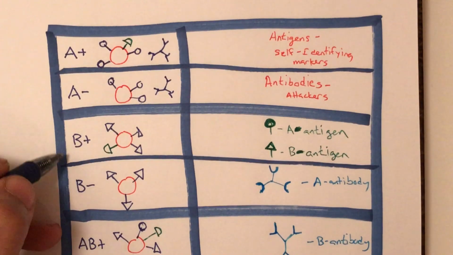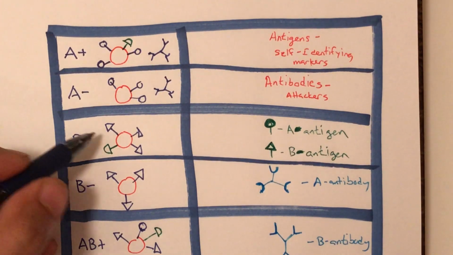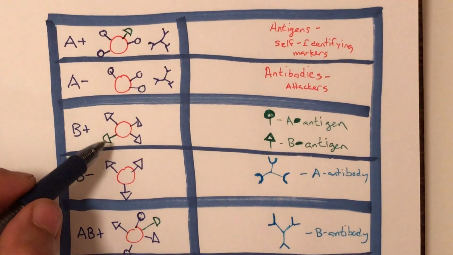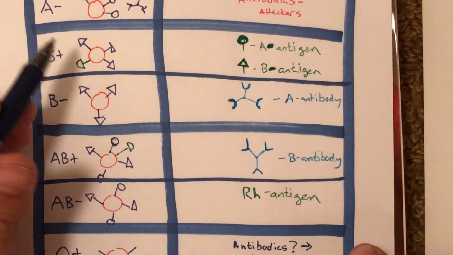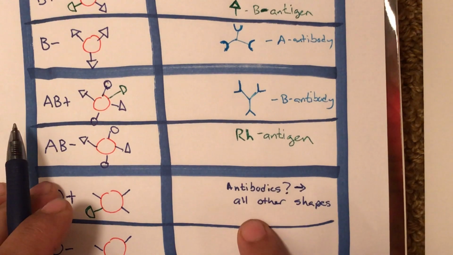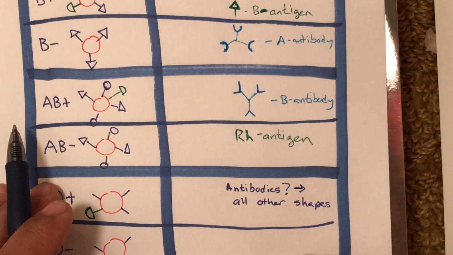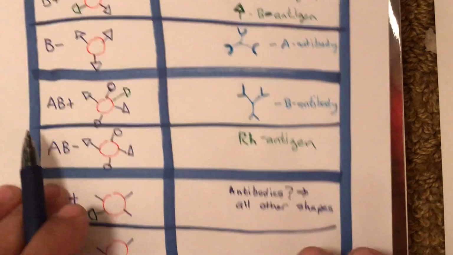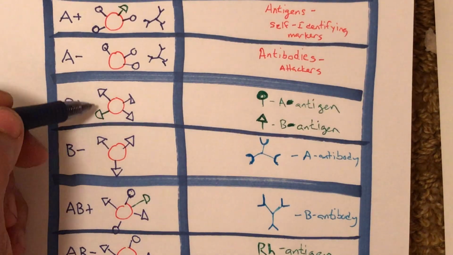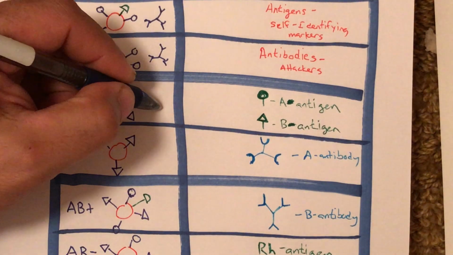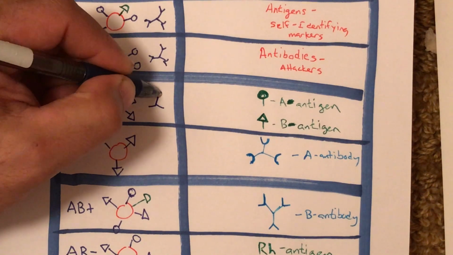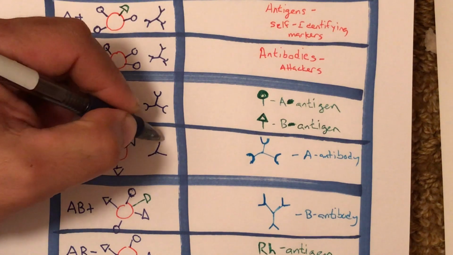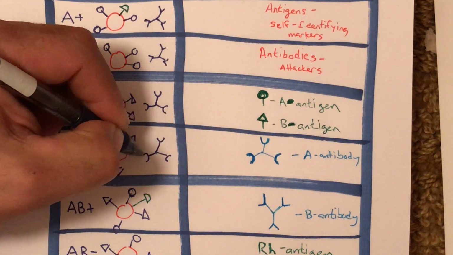A person with B blood has triangular antigens. And what kind of antibodies should I put in here? Go back to our little code, and the answer is all other shapes. If this person has triangle antigens, they must have circular antibodies. Circular antibodies, just like that.